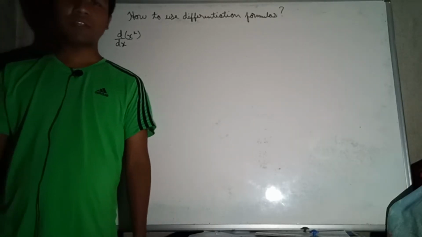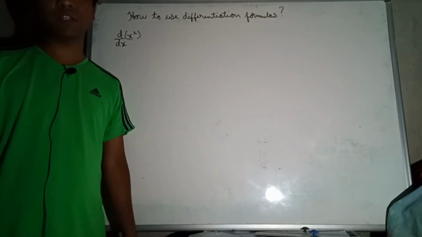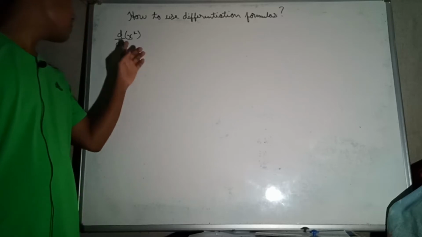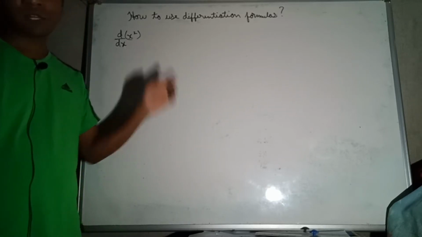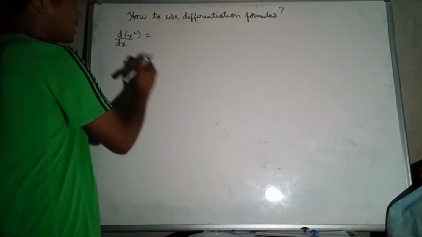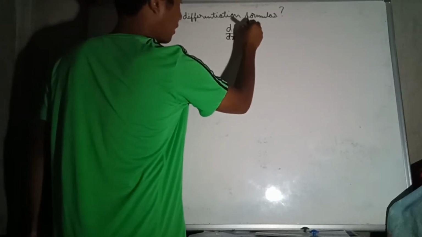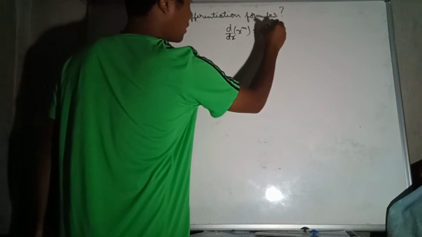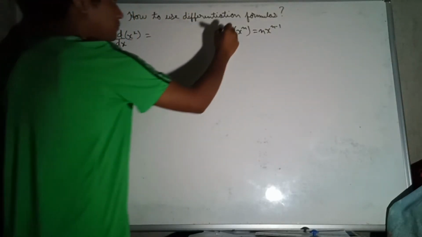In this video, we will solve differentiation problems using the formula. So first, d/dx of x squared. We will solve it again using the formula: d/dx of x to the power n equals n x to the power n minus 1.